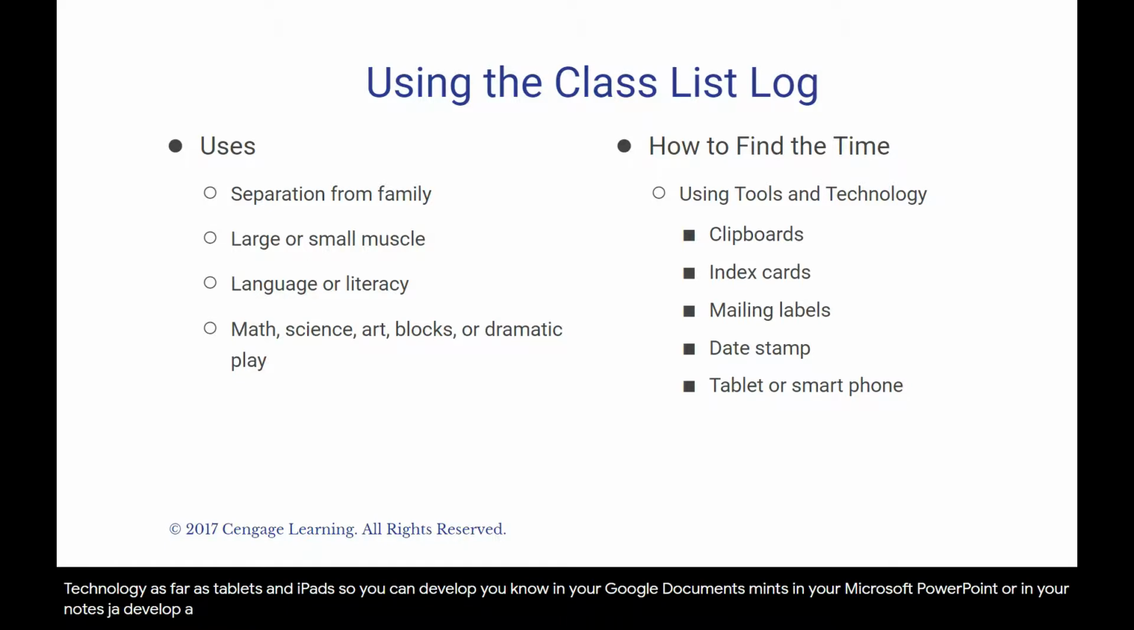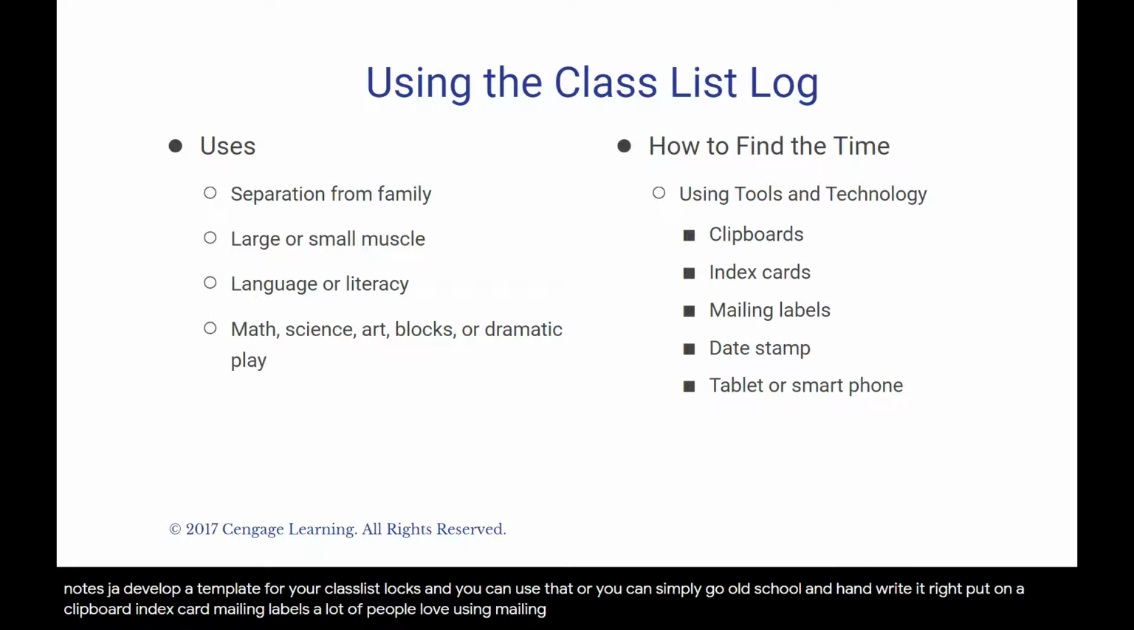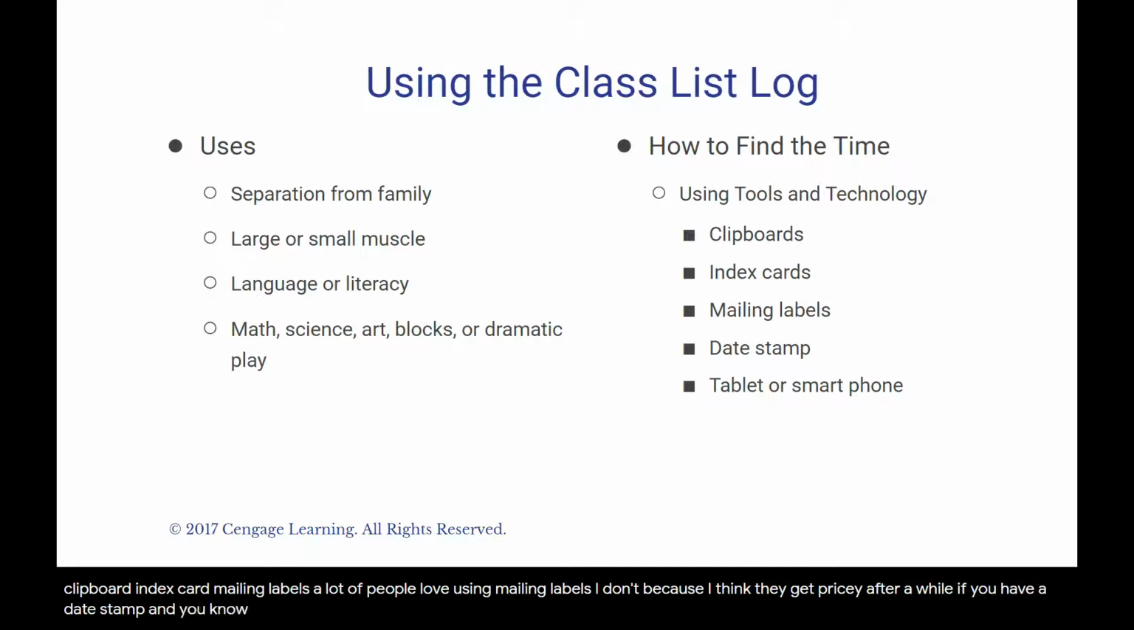So you can develop, in your Google Documents, in your Microsoft PowerPoint, or in your notes, a template for your class list logs, and you can use that. Or you can simply go old school and handwrite it, right? Put it on a clipboard, index card, mailing labels. A lot of people love using mailing labels. I don't, because I think they get pricey after a while. If you have a date stamp, then, convenience, you don't have to write the date for every single child. But if you're only writing one date, it wouldn't be a big deal. But, date stamp, and again, tablet or smartphone.